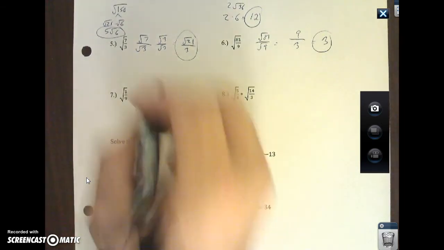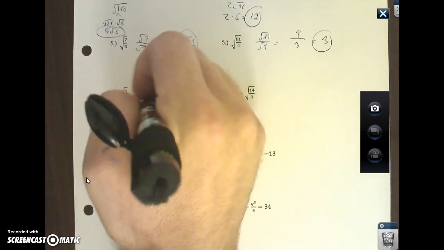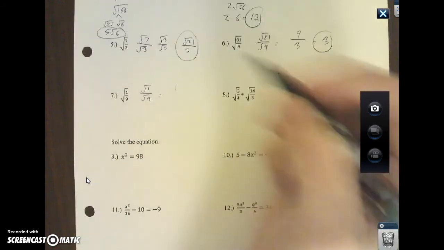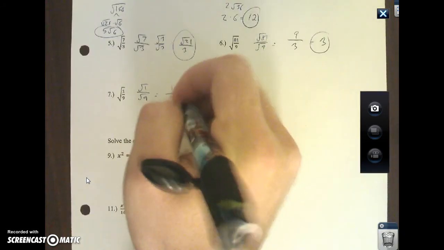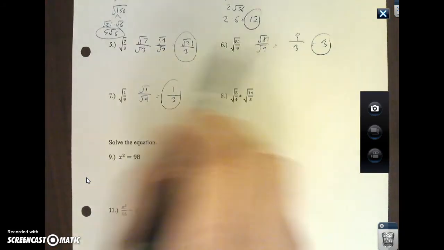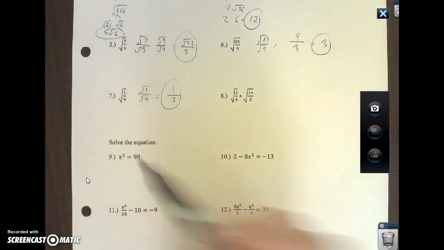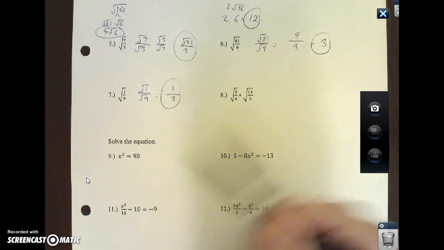Number 7, square root of 1/9. Square root of 1 is 1. Square root of 9 is 3. Notice I'm not doing any plus or minuses for these problems because it's not an equation. We're going to get to that very, very soon.